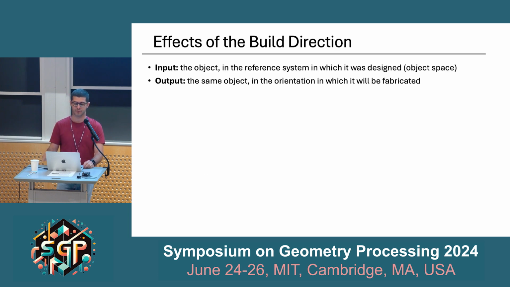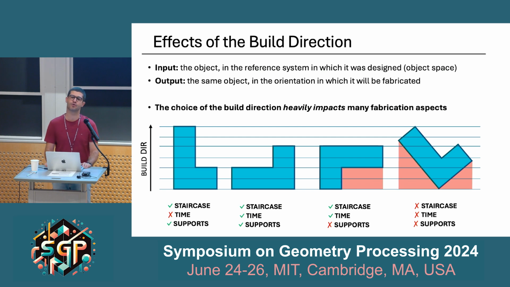So we take in input an object in the reference system in which it was modeled, what we call the object space typically. And in the orientation part of the process planning pipeline, what we do is find an orientation for the object, which is going to be the orientation in which we will fabricate it. Typically, we will have the z-axis, which is going to be the normal of all the planes, for example, for layered manufacturing. This choice of the orientation of the model, as Marco anticipated, has a huge impact on the success or the failure of the print.